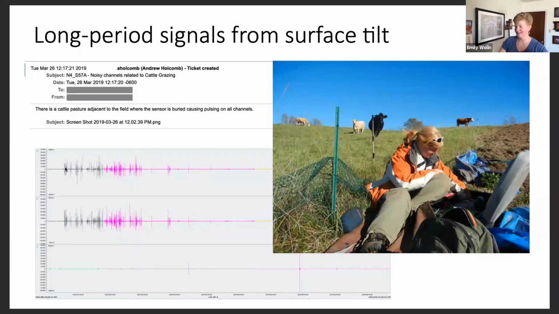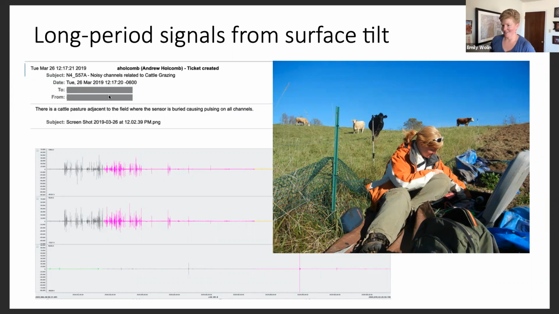So here's when they're walking around on top of it, and you can see it gets much, much quieter a few weeks after when there's no cattle nearby. So these surface tilts are mostly seen on the horizontal component. So this is a 3-component site. Vertical is down here, horizontal is up here.